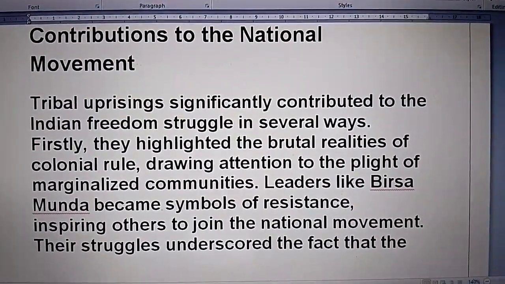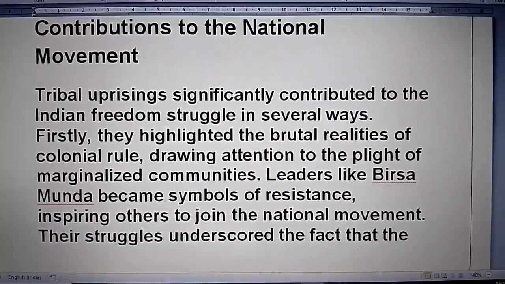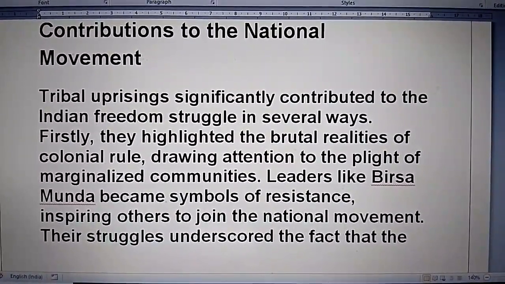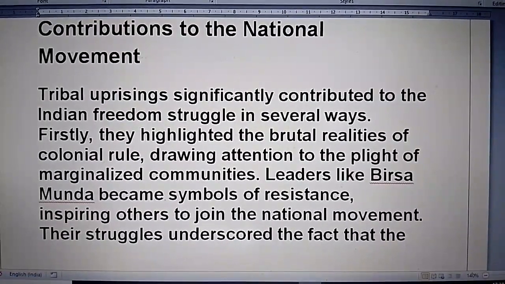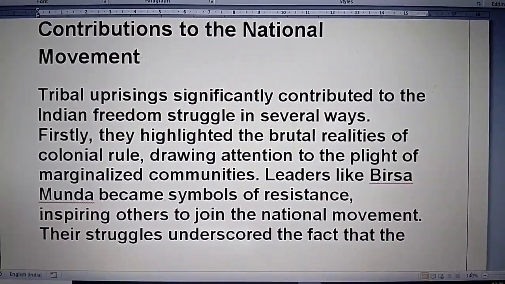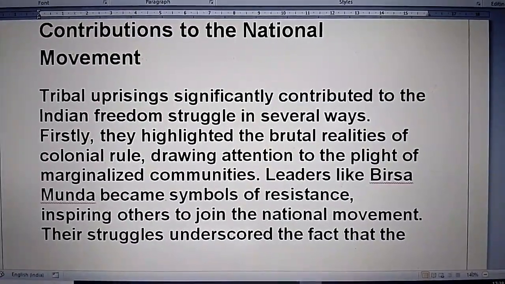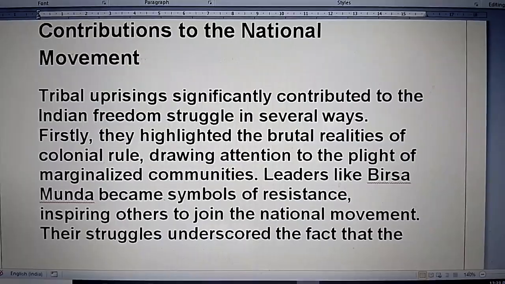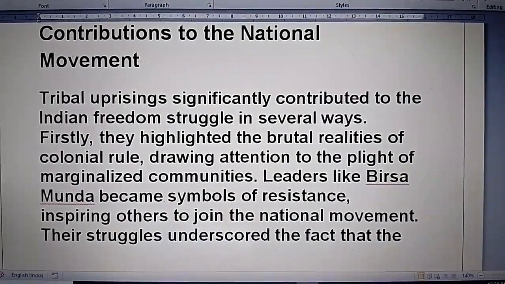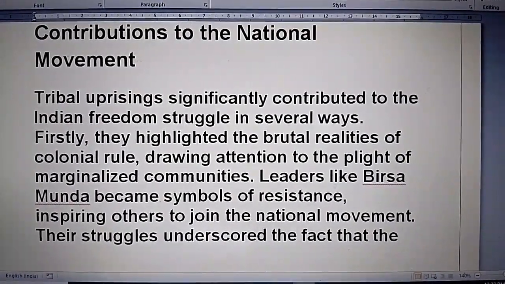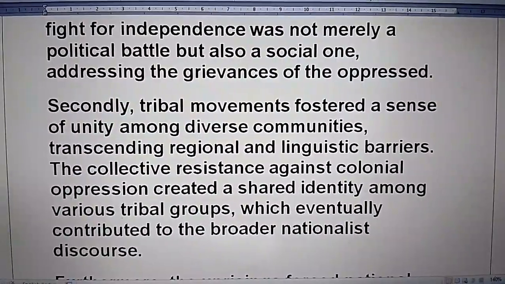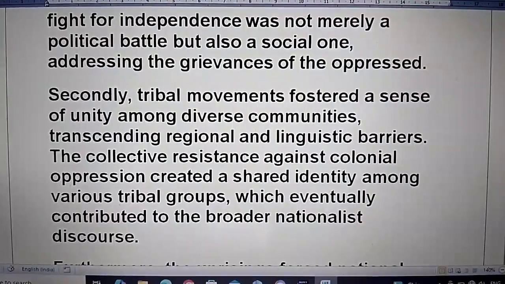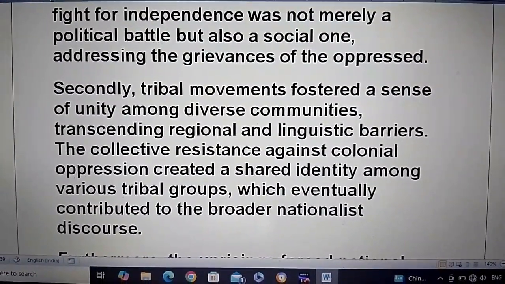Contributions to the national movement. Tribal uprisings significantly contributed to the Indian freedom struggle in several ways. Firstly, they highlighted the brutal realities of colonial rule, drawing attention to the plight of marginalized communities. Leaders like Birsa Munda became symbols of resistance, inspiring others to join the national movement. Their struggle underscores the fact that the fight for independence was not merely a political battle but also a social one, addressing the grievances of the oppressed.